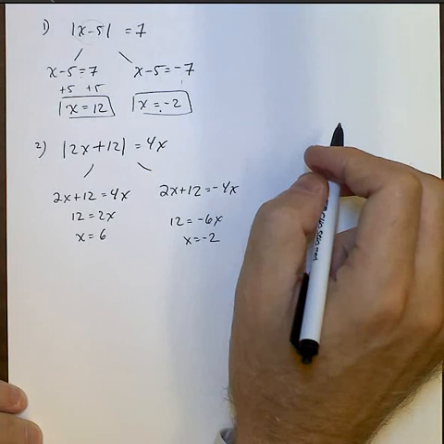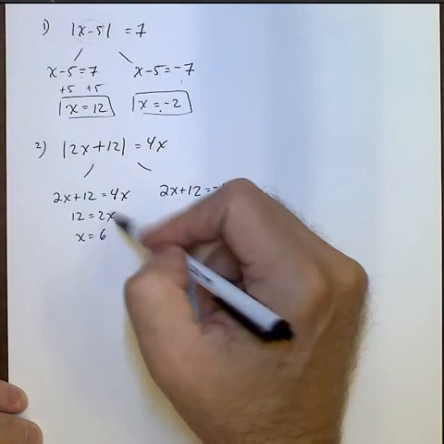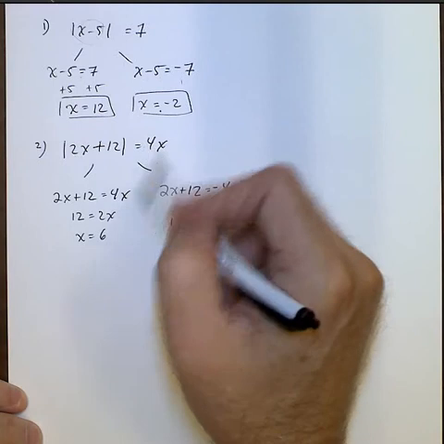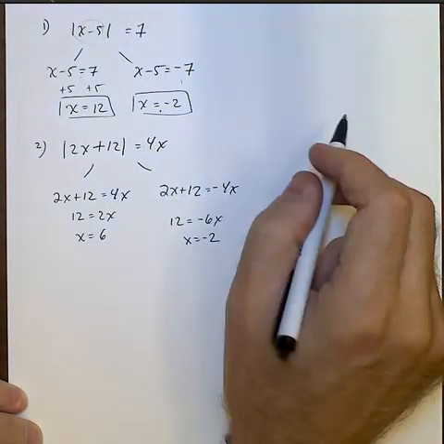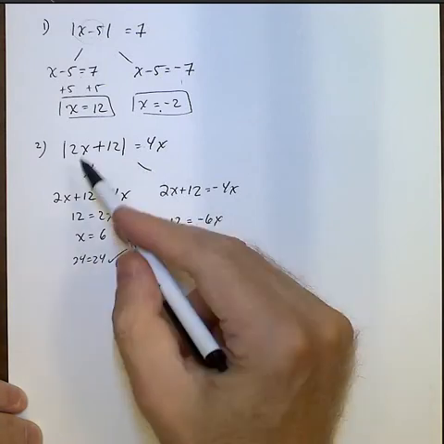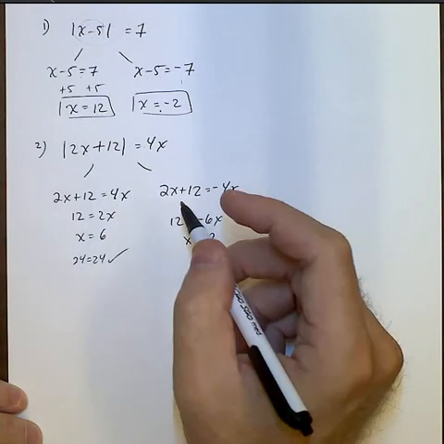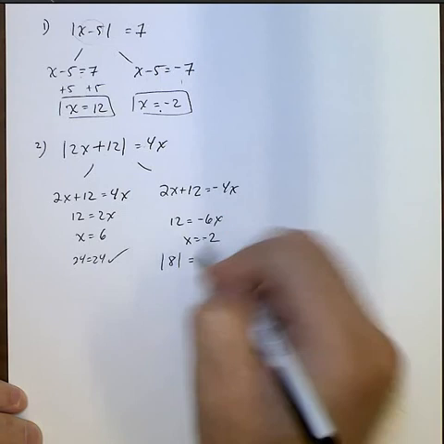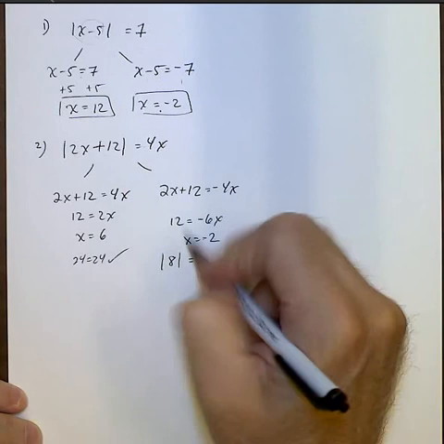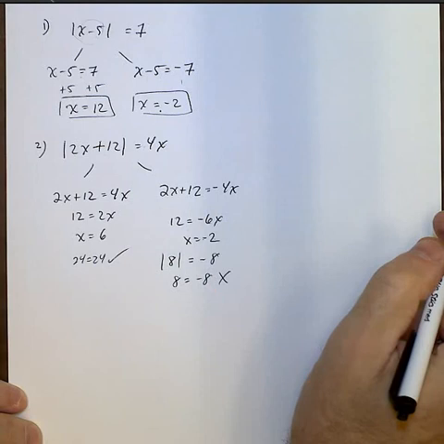And we have to go back and check our answers. When I put 6 back in for x, I get 2 times 6 is 12. 12 plus 12 is 24. The absolute value of 24 equals 4 times 6 is 24. 24 equals 24. So this one is fine, no problem. Check. When I put negative 2 back in, I get 2 times negative 2 is negative 4. Negative 4 plus 12 is 8. So I get the absolute value of 8 equals 4 times negative 2. Again, I'm substituting x equals negative 2. And this is not a true statement. 8 and negative 8 are not the same.